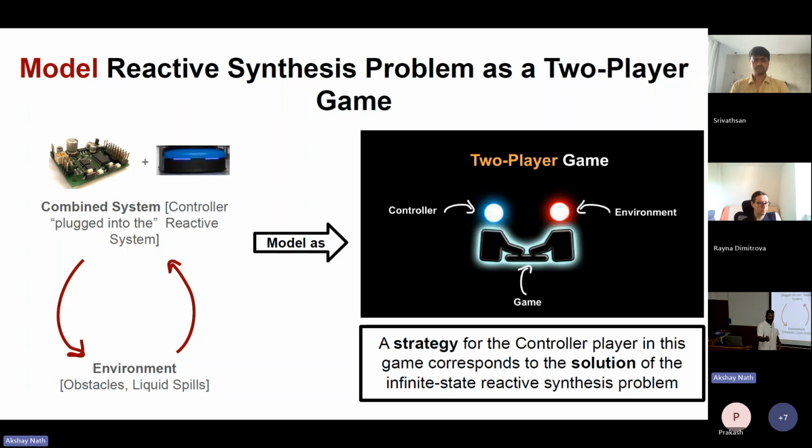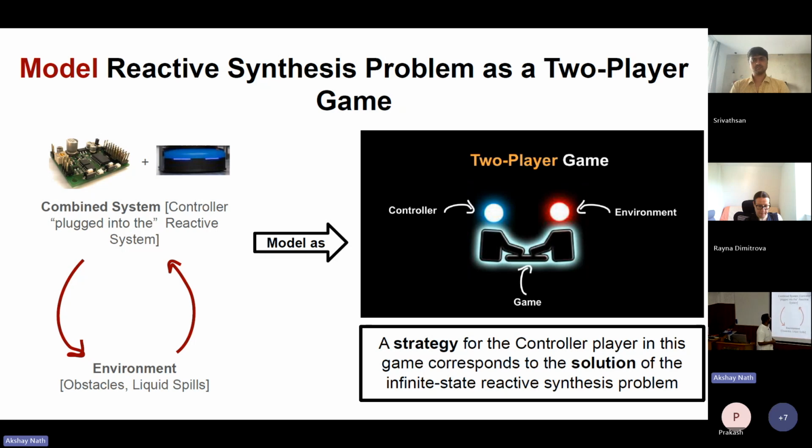The environment could throw at you some spills. The environment could be a tornado, could be anything. But how can you still satisfy the objective against any move of such an environment? Now, if you solve this game, you get a strategy for the controller, which corresponds to the solution of this infinite state reactive synthesis problem. And from now on, till the end of the talk, we'll be only talking about games and strategies that will be used to solve this infinite state reactive synthesis problem. So I hope everything is clear so far and the setting is motivated well enough.